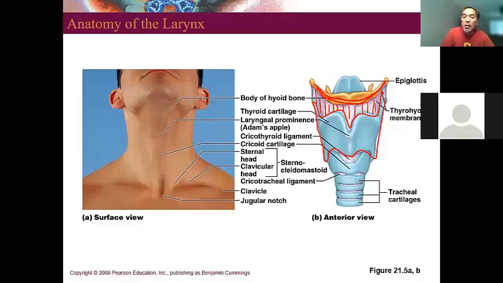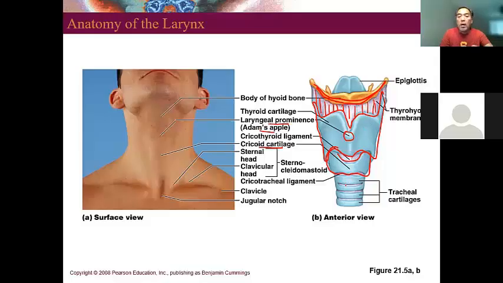Again, a lot of people use the word Adam's apple for the whole larynx. The only structure that's called the Adam's apple is this protruding part of the larynx. Scientifically, we call it the laryngeal prominence. It is more prominent in males and less in females, and it's located at the thyroid cartilage. Now, the next cartilage below that, which looks like a ring, is called the cricoid cartilage. So just beneath the thyroid cartilage is the cricoid cartilage.